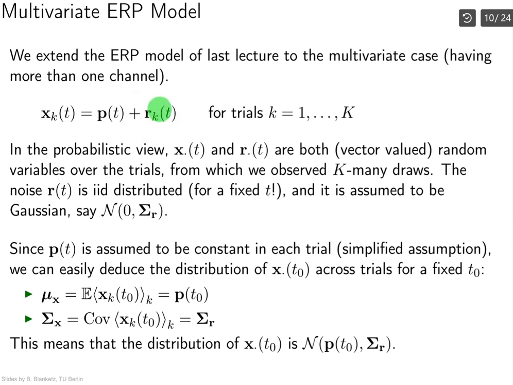So in probabilistic view, x and residual noise are both random variables over several trials, from which we observe k many draws. And the noise, the residual, is IID distributed for fixed t, as I said. And we assume that to be Gaussian distribution, denoted by zero mean and some variance, sigma.